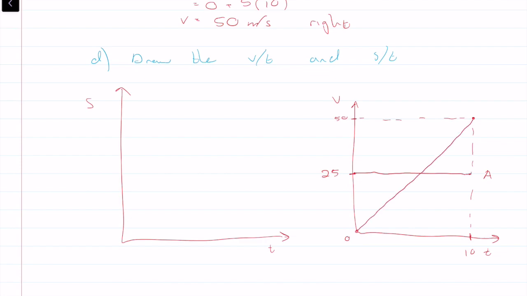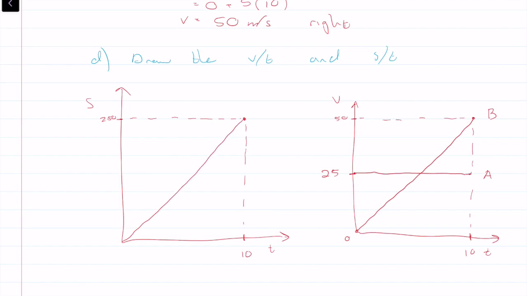Okay, so from that we should be able to draw the displacement time graph. So we know that in 10 seconds it travels 250 meters. So we know that's where they both need to end up. We know that for car A, it's a straight line graph because it has constant velocity. So it's going to look like that.